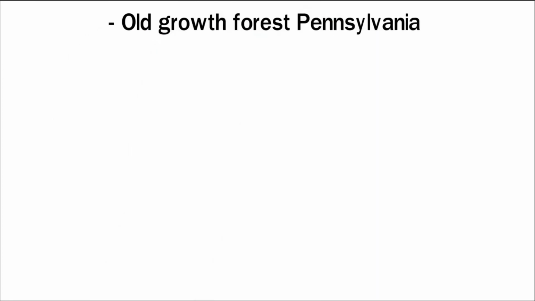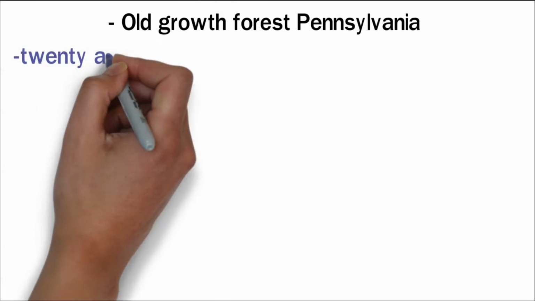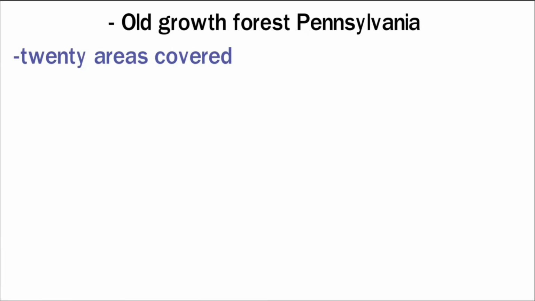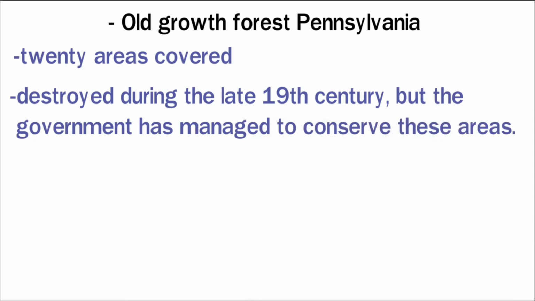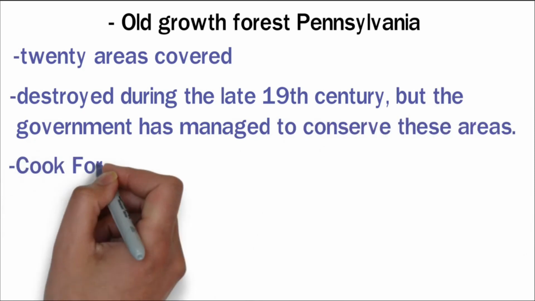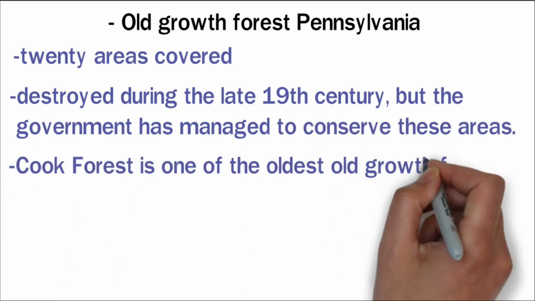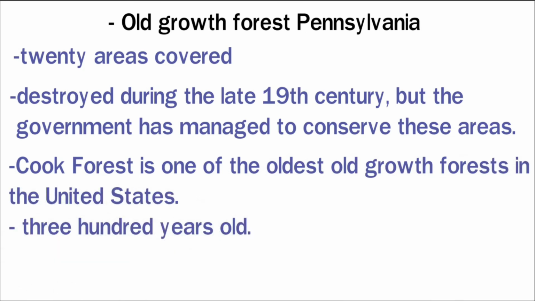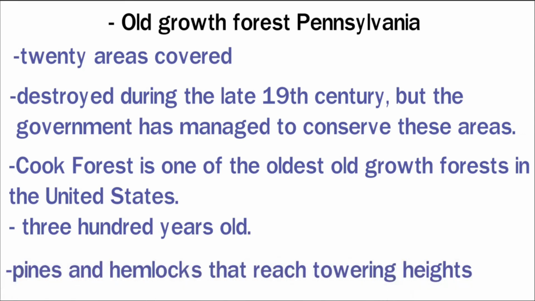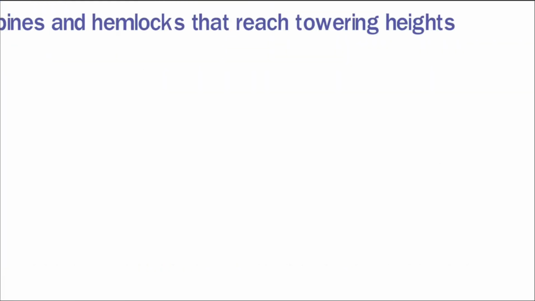Old-growth forests in Pennsylvania. Pennsylvania has up to 20 acres covered in old-growth forests. Most of the trees were destroyed during the late 19th century, but the government has managed to conserve these areas. Cook Forest is one of the oldest old-growth forests in the United States. A majority of the trees are around 300 years old. This region is mostly dominated by pines and hemlocks that reach towering heights.